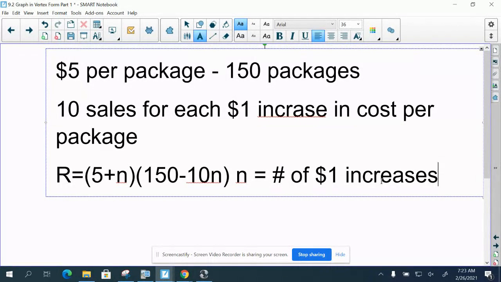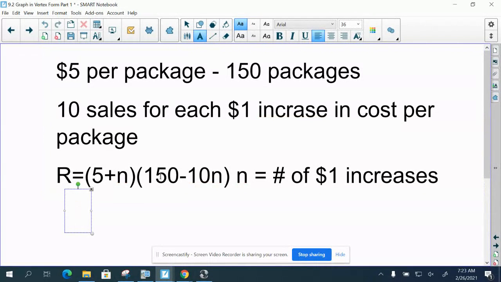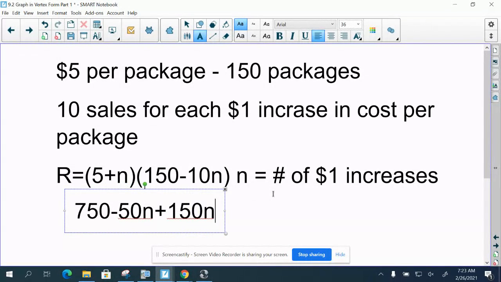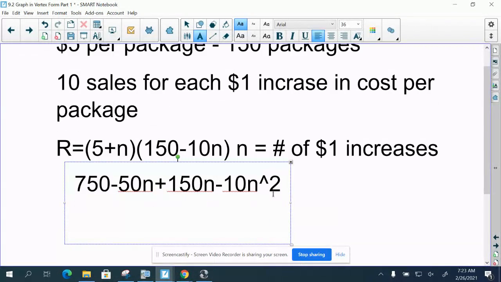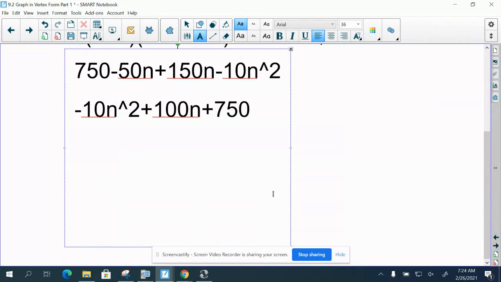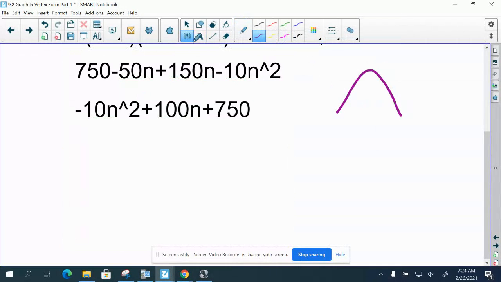Okay, so it says first write the function in standard form, get rid of the parentheses. Okay, so if we want to write this in standard form, we would FOIL. So 5 times 150 is 750. 5 times negative 10n is minus 50n. And then the inner is plus 150n. And then the outer is minus 10n to the second. If we simplify and rewrite in standard form, you put the negative 10n to the second first, plus 100n, and then plus 750. Okay, so that would be the function in standard form. Now this parabola is opening down because it's negative.